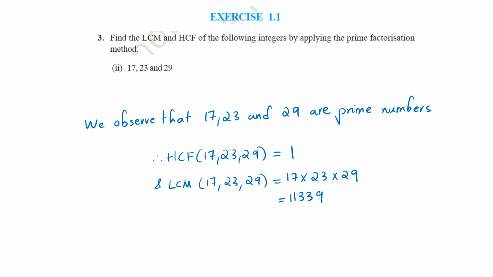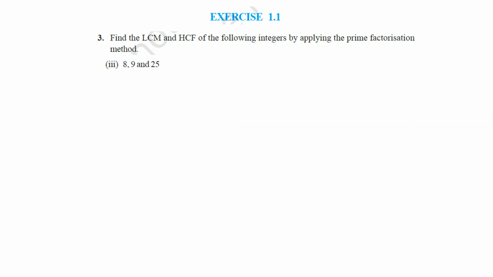Or if you remember the skill which I had told, the 4th skill, the miscellaneous product of primes, you could have written it straight away. Okay. 8, 9, and 25. So 8 is 2 cubed, 9 is 3 squared, 25 is 5 squared.